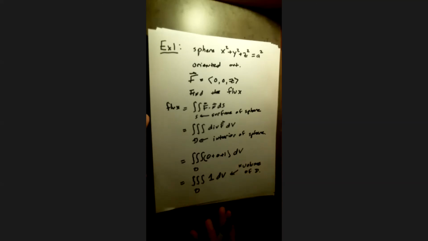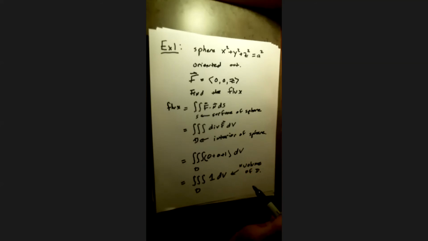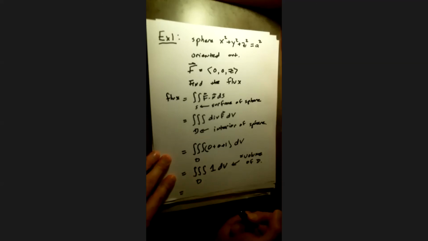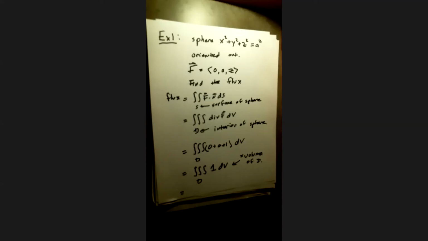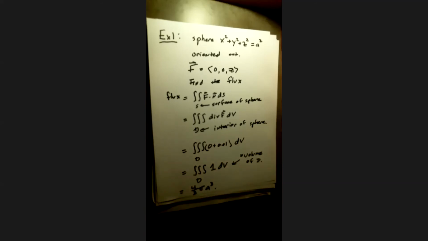Now, it's kind of interesting because flux is not the same thing as volume, but from a mathematical standpoint, the magnitude, the number that's coming out is going to be the same. And so in this particular case, we have a sphere, radius a. And so what's going to be the volume of that sphere? You guys remember that formula for the volume of the sphere? 4/3 pi a cubed. Very good.